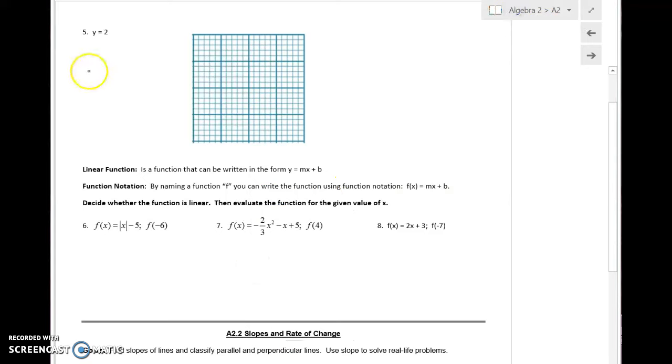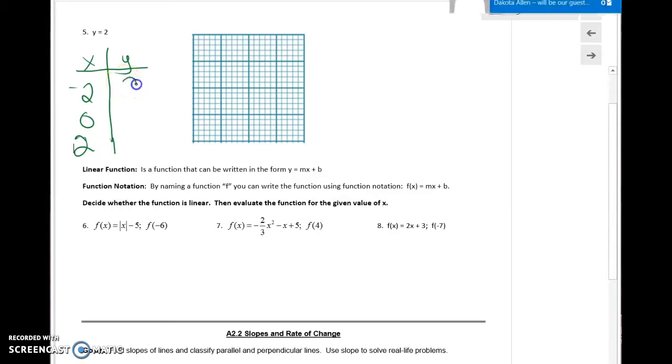The next one, y equals 2. Again, I'm going to make a table of values using a negative number, 0, and a positive number. What do you notice about this equation, though? There's no x. So if I, quote, plug in -2, what is y going to equal? 2. If I plug in 0, what is y going to equal? 2. Y is always going to equal 2. Because there's no x, there's no place for you to plug these numbers in. It doesn't matter what these are, y will always equal 2.